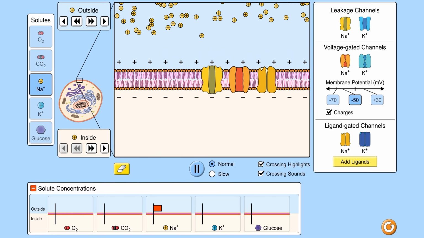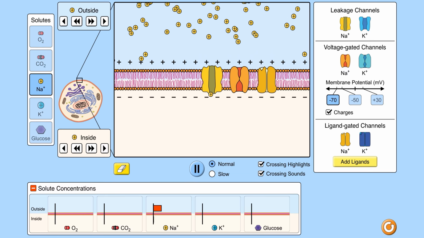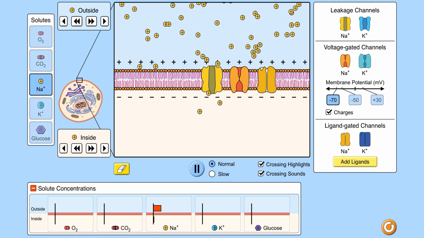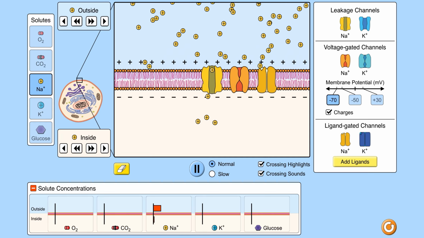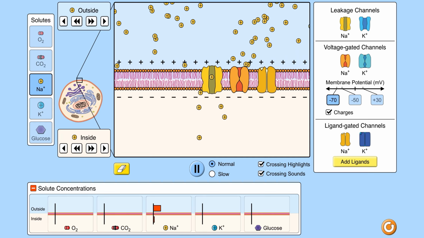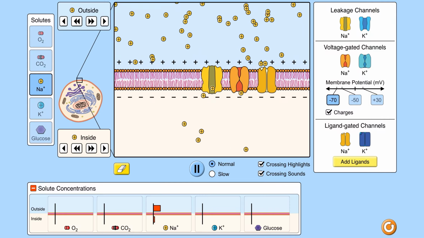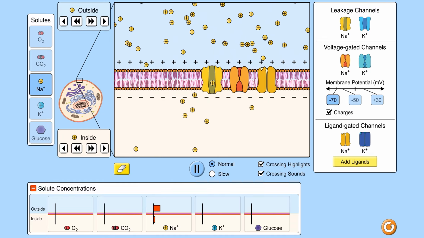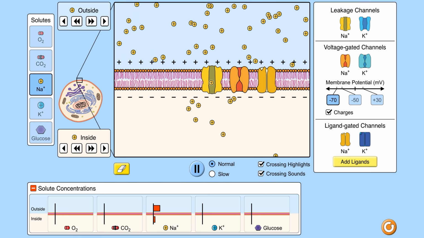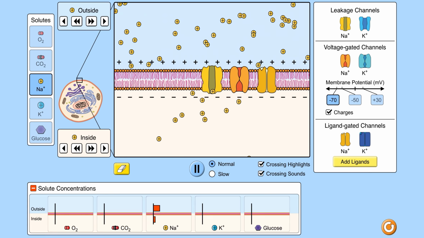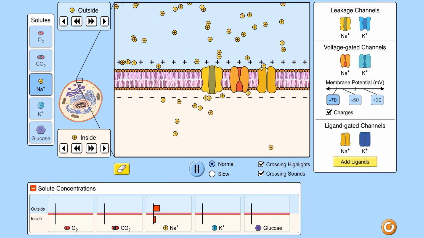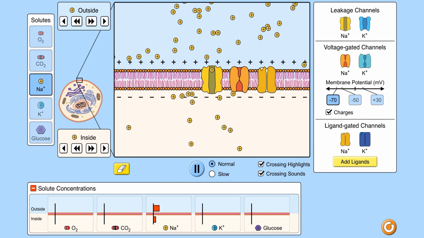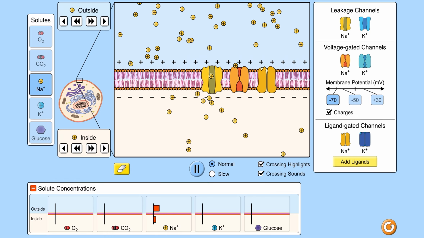So here on the screen you can see I have put all three types of channel on the membrane. Through the leakage channel, which is always open, sodium ions are passing, but not through a voltage gated channel or a ligand gated channel. So that's it. We have learned about facilitated diffusion, how these channels facilitate the diffusion of ions through the membrane. This is what we have learned.